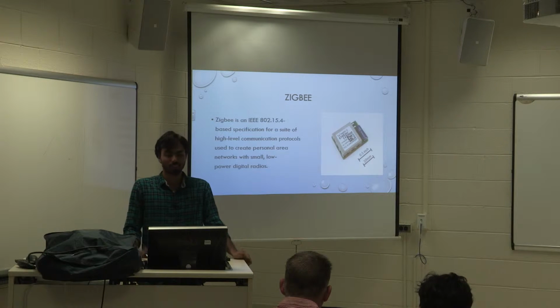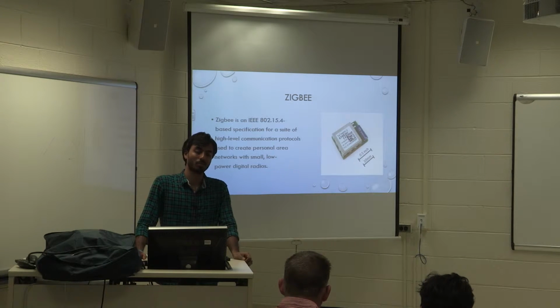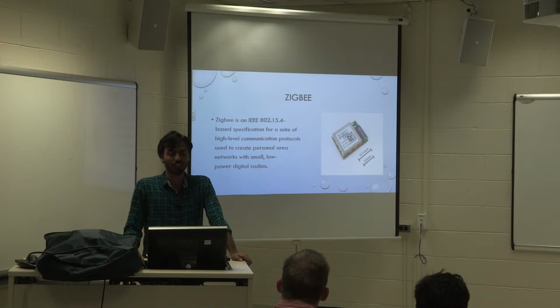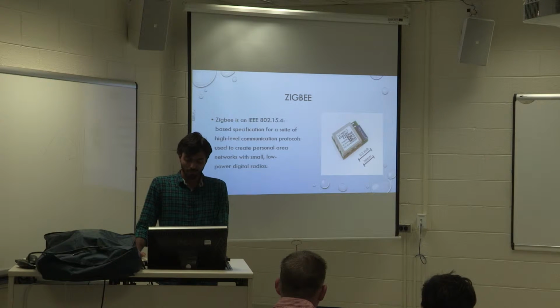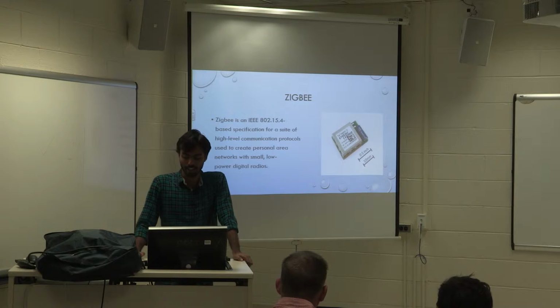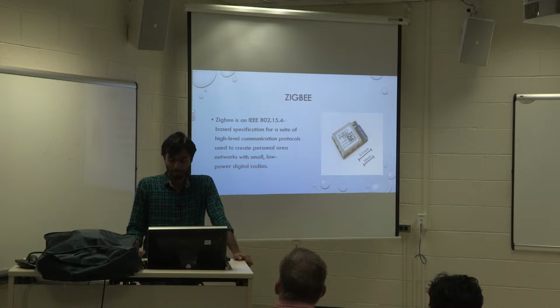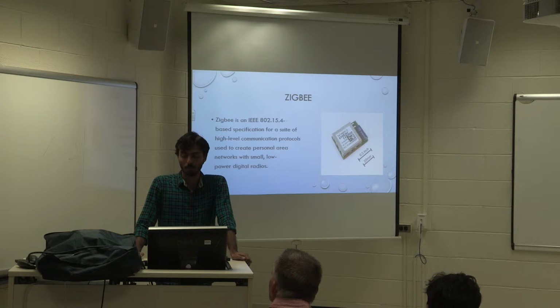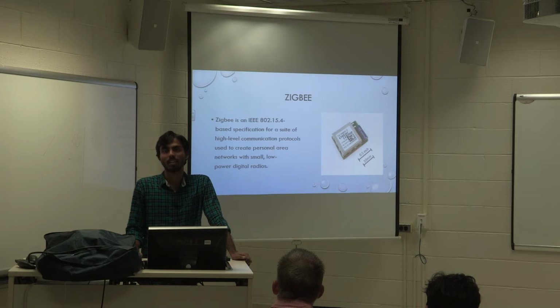First of all, Zigbee is an IEEE 802.15.4 specification for a suite of high-level communication protocols used to create personal area networks with small, low power digital radios. That means it is less expensive compared to other wireless protocols like Bluetooth and Wi-Fi, and it is used for short range, low rate wireless data transfer because of its low power consumption. The transmission distance is limited to 10 to 100 meters.